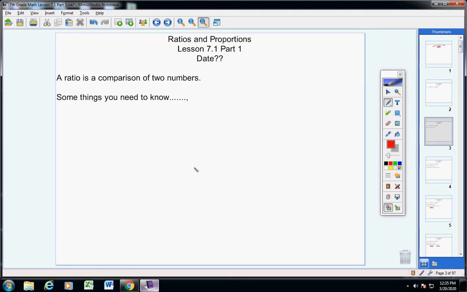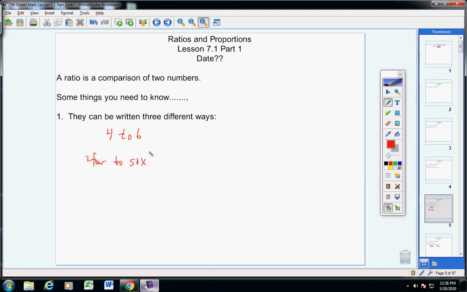So please write this first thing down. Ratios can be written three different ways. They can be written with the word "to," and you would read that, if you were reading it, as 4 to 6, okay?